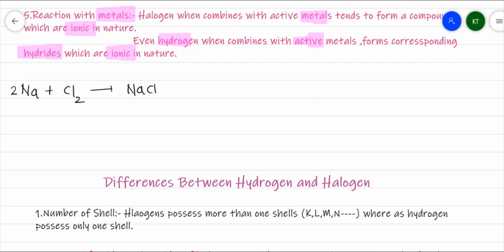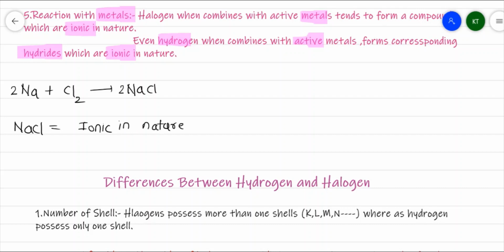So to balance this, I'll multiply here by 2 and here by 2. Now your sodium chloride is ionic in nature.